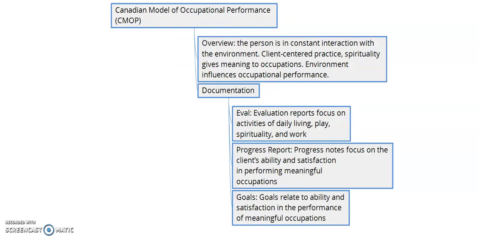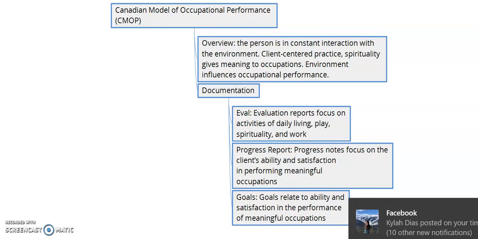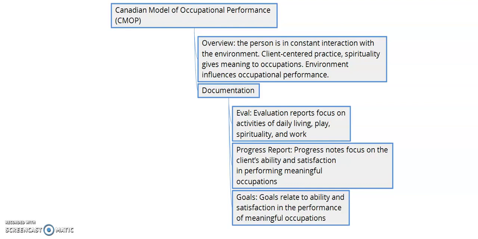Next is the Canadian Model of Occupational Performance, or the CMOP. So this frame of reference believes that the person is in constant interaction with the environment. It focuses on client-centered practice and spirituality. They believe it gives meaning to occupations. Environment influences occupational performance in this frame of reference.